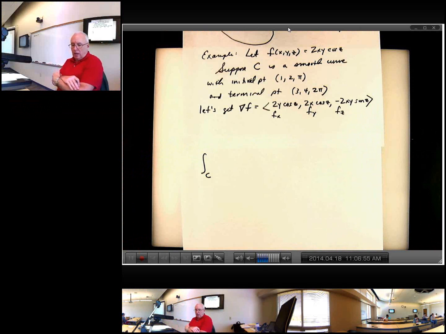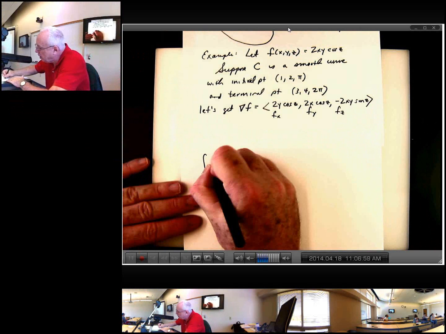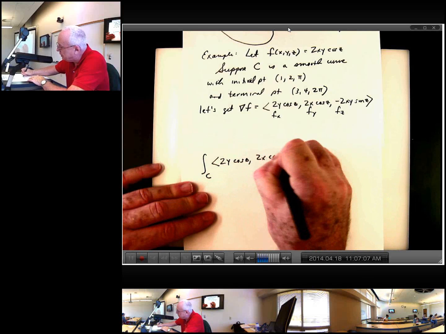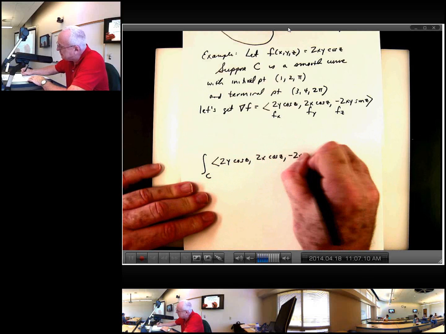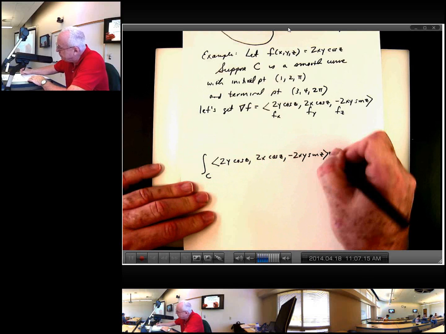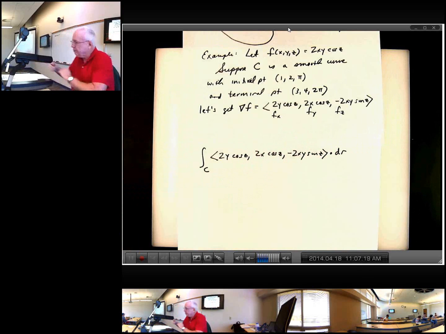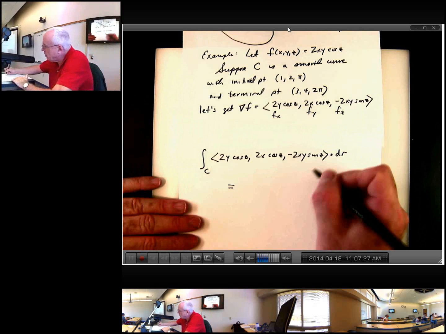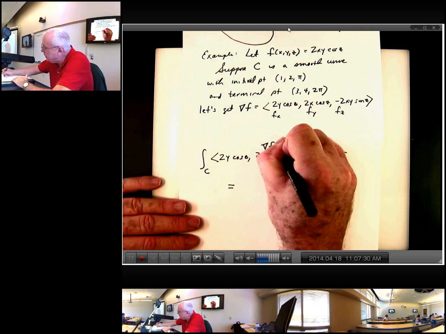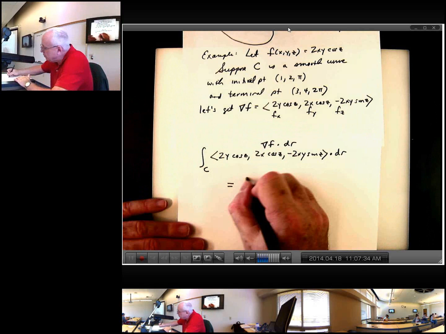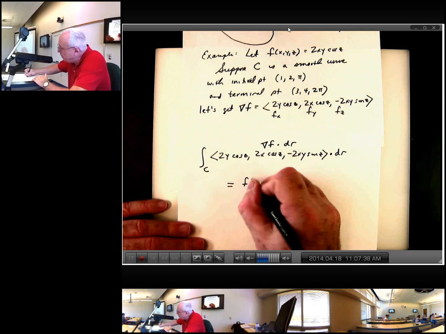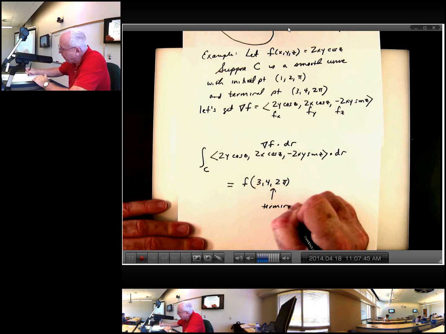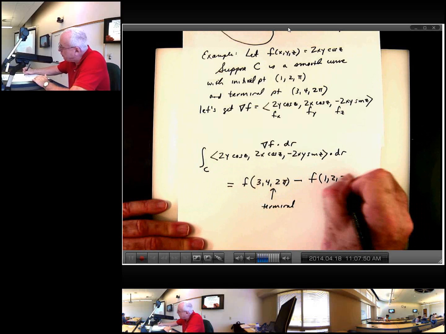So we know from this fundamental theorem that the line integral along C of my gradient, (2y cosine z, 2x cosine z, minus 2xy sine of z), dot dr, which is the gradient of f dot dr, is going to equal my function little f evaluated at my terminal point, (3, 4, 2 pi), minus my little f function at the initial point, (1, 2, pi).